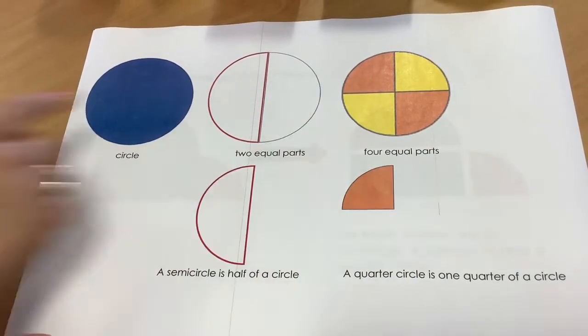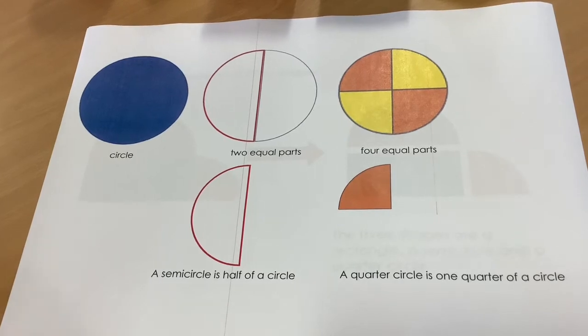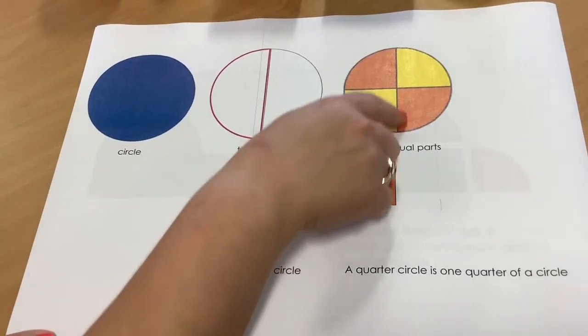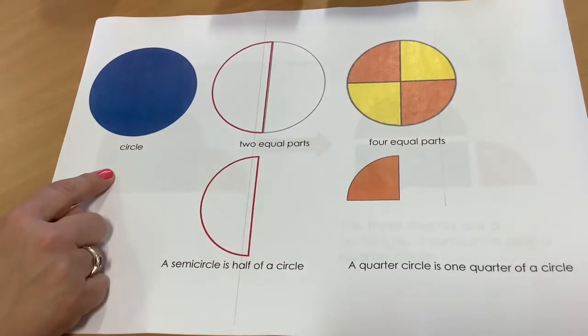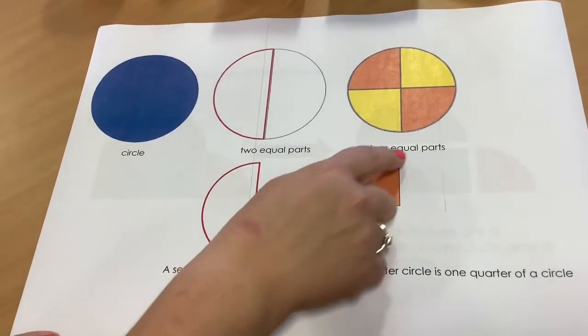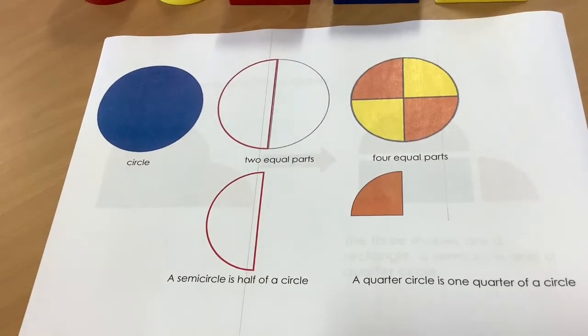Remember, that word equal is really important. And we know from our fraction knowledge that if we divide the circle into four equal parts, we would have 4 quarters. So one of them is a quarter circle.